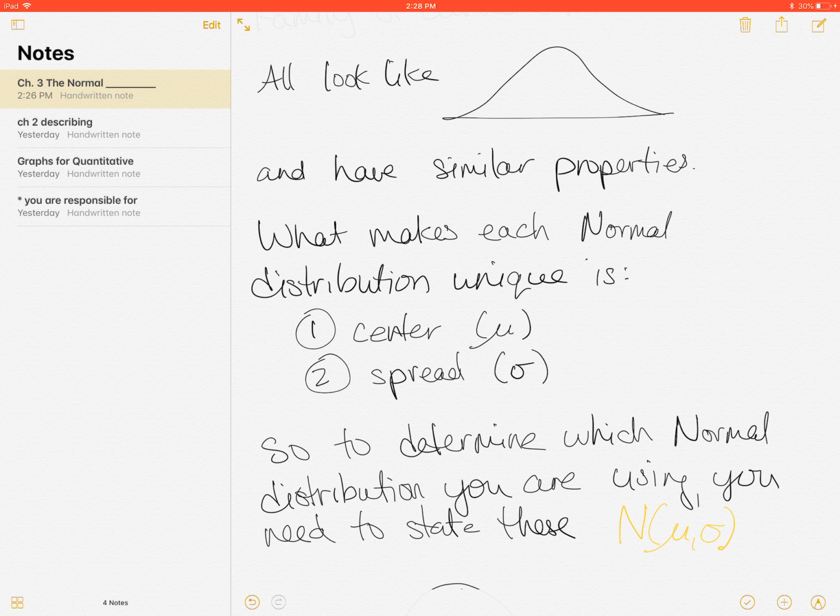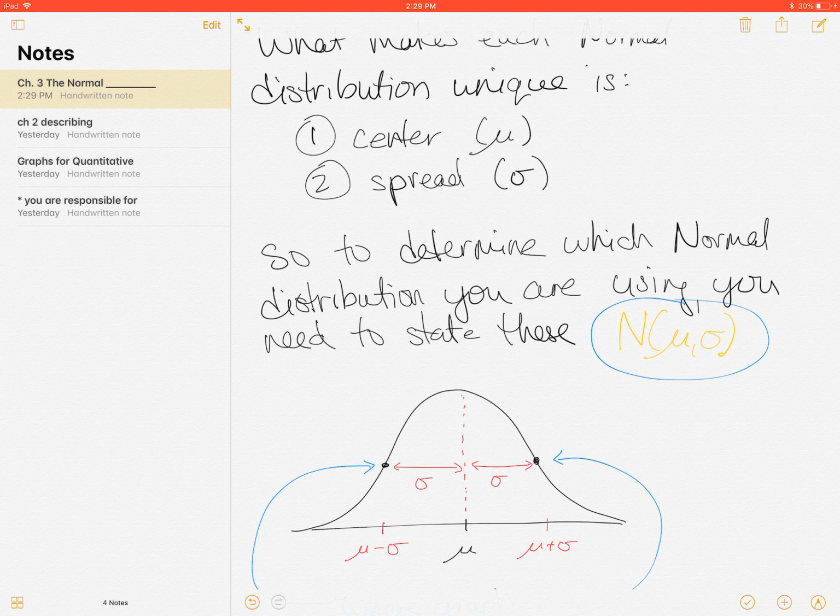So to determine which normal distribution we're using, we need to state these. We need to say my distribution is normal with this mean and this standard deviation, and that is why this is the notation. When we write normal parentheses 5, 2, you're like, oh, that's the normal distribution that has mean 5 and standard deviation 2. So that's all we need to know which normal we're talking about.